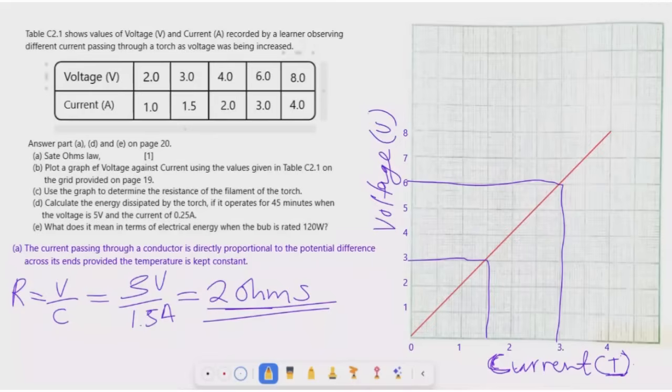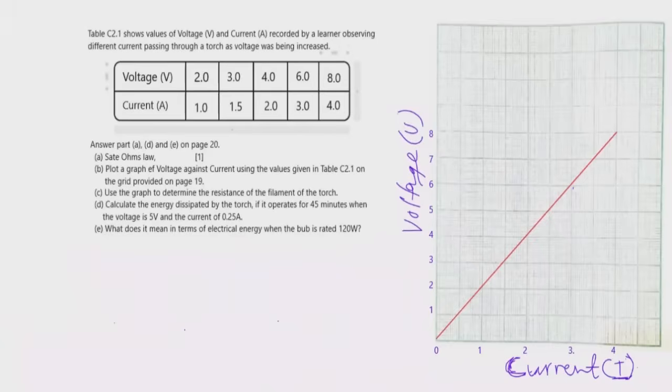That was question C. Now we come to question D, which is: calculate the energy dissipated by the torch if it operates for 45 minutes when the voltage is 5 volts and the current is 0.25 amps.